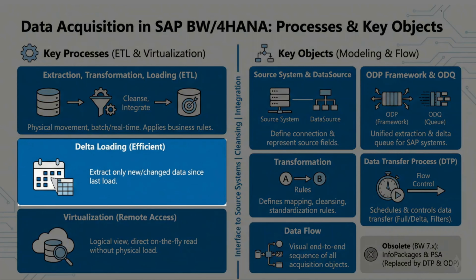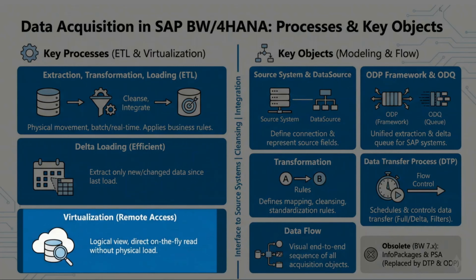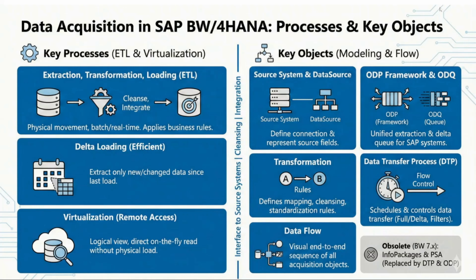Now, loading the complete data every time can be very time and memory consuming. So we can also use delta loads to extract only the data that is new or has changed since the last extraction. Now, the third way, we can also use virtualization, where data is not physically loaded or transferred. Instead, remote connections allow the system to read and process operational data on the fly directly from the source.